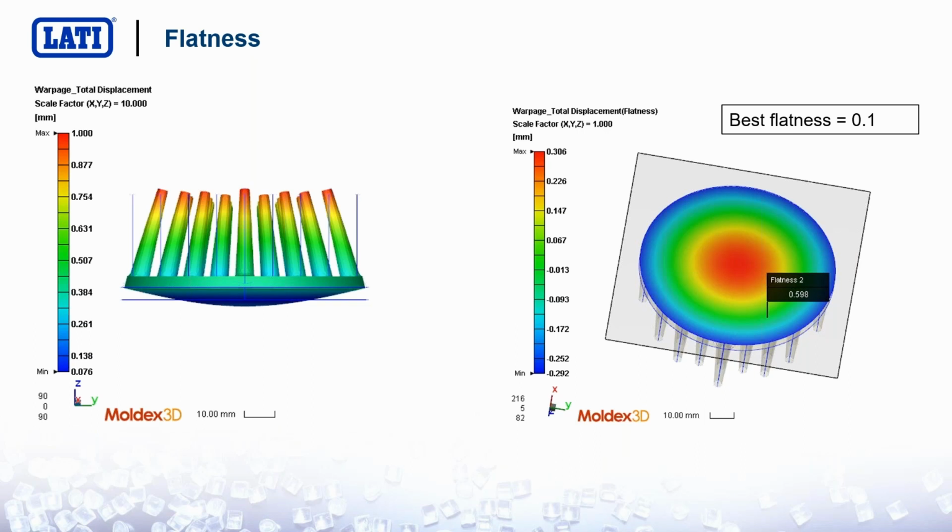This is the result of a filling simulation, the last step, which is the warpage. We can have a look at how the part will warp after molding, and there is also a result which is called the flatness. You can just consider that the best flatness is around 0.1. This means that all points on this surface deviate from the ideal surface by a maximum of 0.05 millimeters in both directions.